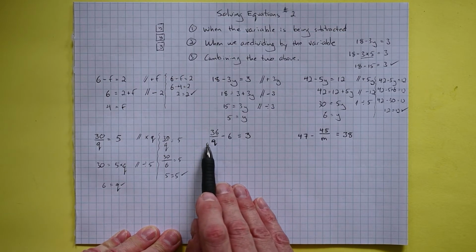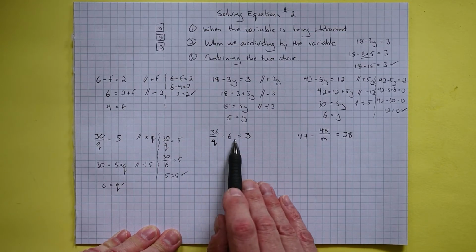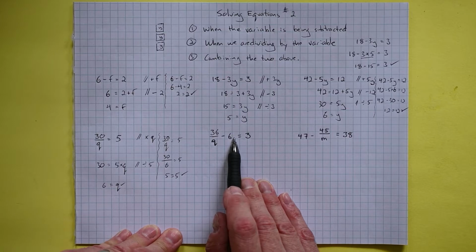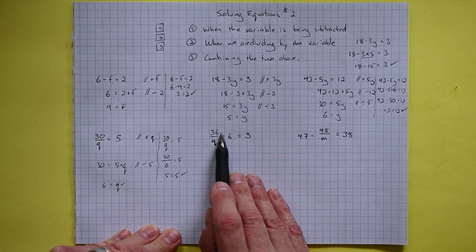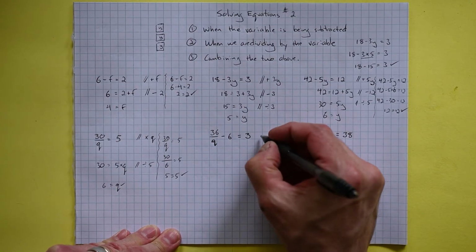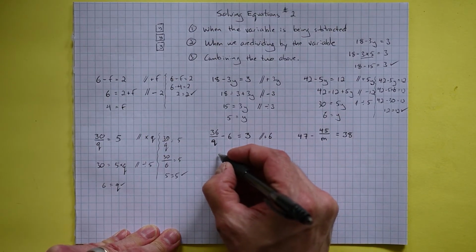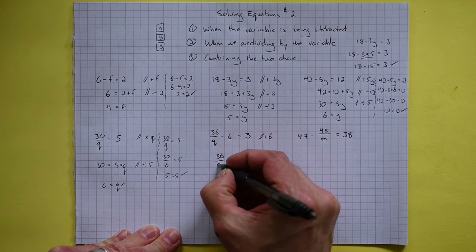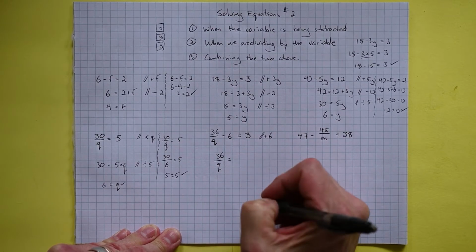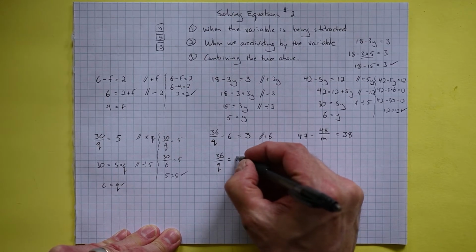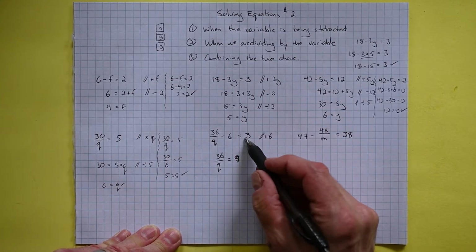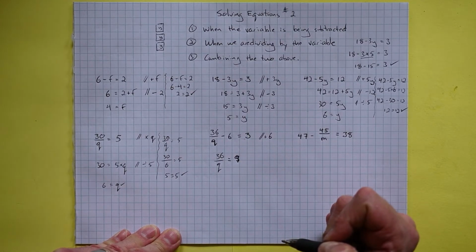Again, here we are. We have a division and we have a subtraction. And we're in the world of reverse BEDMAS. We're going to deal with the subtracting first. Reverse operation says to add that 6 then. So that leaves me with 36 over q equals, I'm just going to put 9. The 3 plus the 6 is 9.